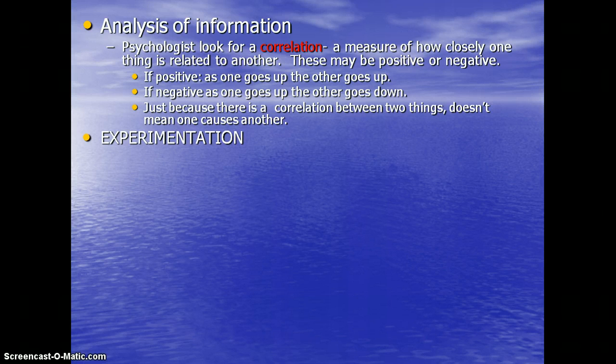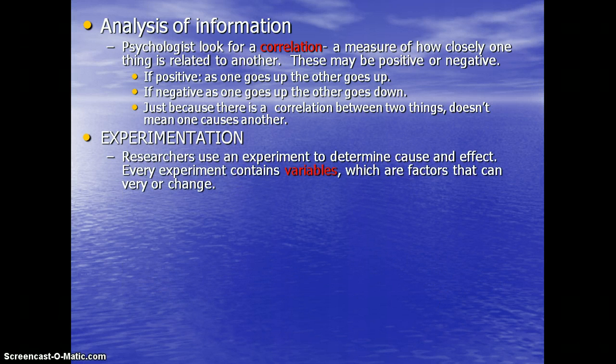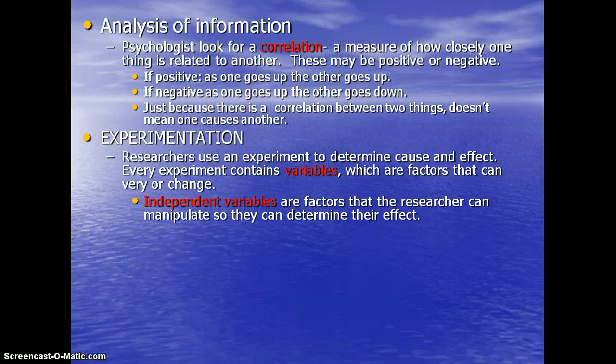All right? Experimentation. Researchers use an experiment to determine cause and effect, and every experiment contains variables. Now, this is probably a repeat of a lot of science stuff you had there, so we're going to blow through this relatively quickly. An independent variable is a factor the researcher can manipulate so they can determine its effect.